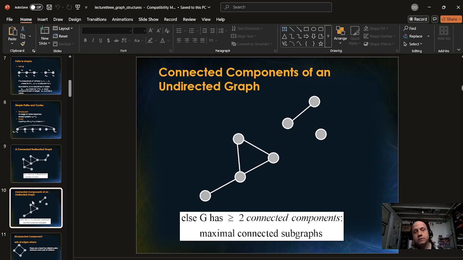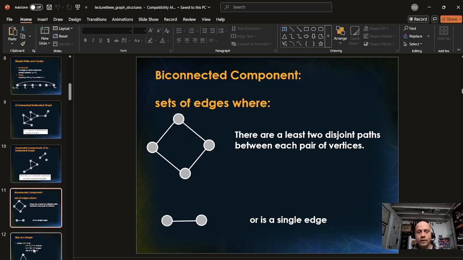Connected components of an undirected graph. So G has greater than or equal to 2 connected components, each a maximal connected subgraph. A biconnected component is established as a set of edges where there are at least 2 disjoint paths between each pair of vertices, or is a single edge.